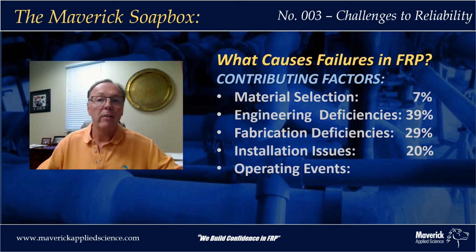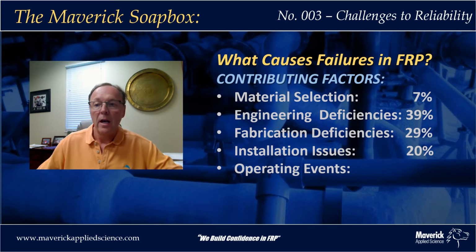Now we're going to talk about our final contributing factor, which is operating events. Examples of operating events might be process upsets, as a general characterization. For example, overpressurizations, temperature spikes, water hammer, and changes in the process would all be operational events. Operational events were found in 5% of the cases examined to have led to the FRP failures.